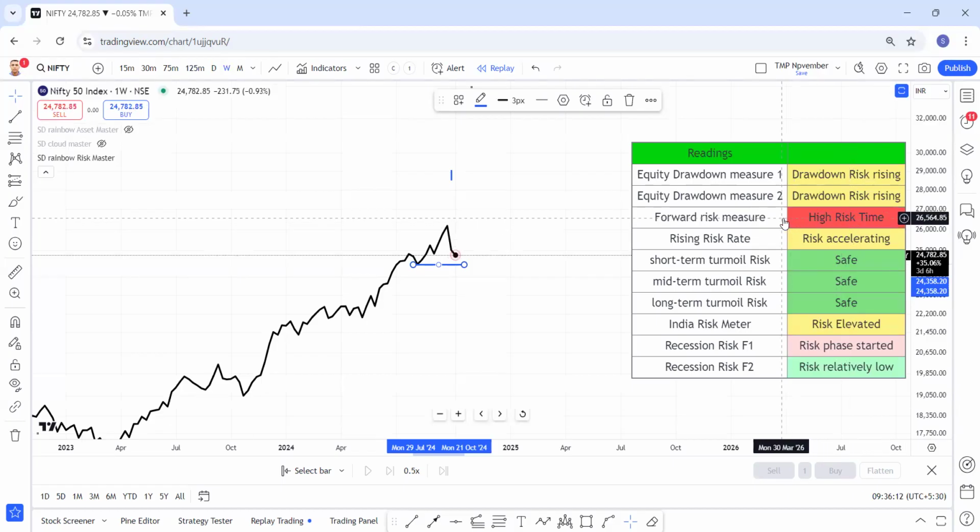Those who watch my regular videos on the Risk Master forward options, you already know that the forward Risk Masters were very high, rising risk rate is accelerating, drawdown risk is rising, all are yellow. So these are warning signs that this turmoil could be longer than the other turmoil. Other drawdowns that happened in the market, this one particularly could be longer and also deeper given the level of changes in the reading across weekly, daily, and 125 minutes time frame.